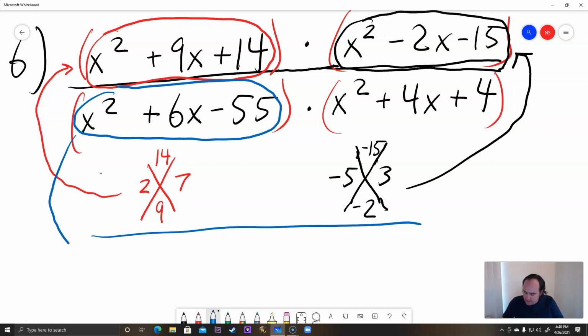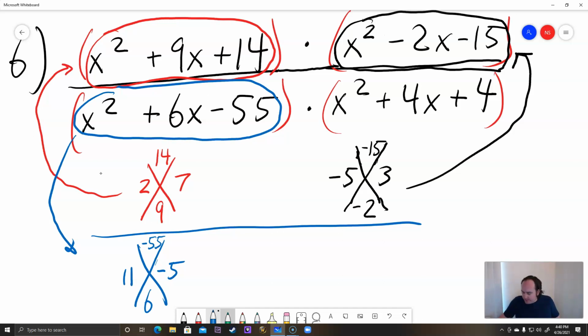Okay. So for bottom left, factoring that one, we have negative 55 on the top of the x, and then 6 on the bottom of the x. So we want two numbers that multiply to negative 55, but add to positive 6. So I'm going to say positive 11 and negative 5. Okay, so positive 11 times negative 5 is negative 55, but positive 11 plus negative 5 is positive 6.